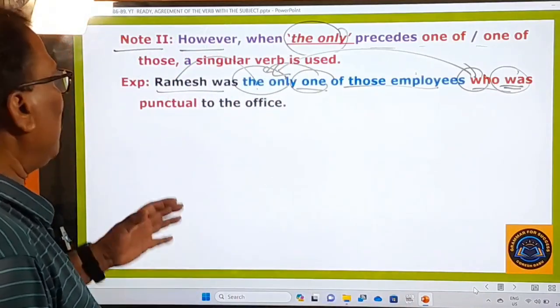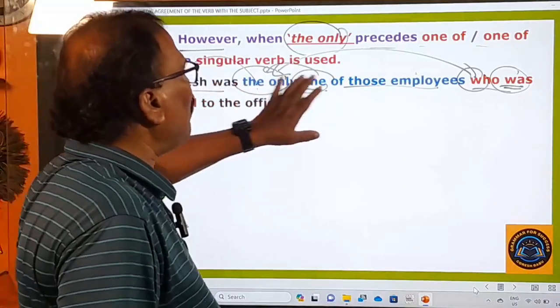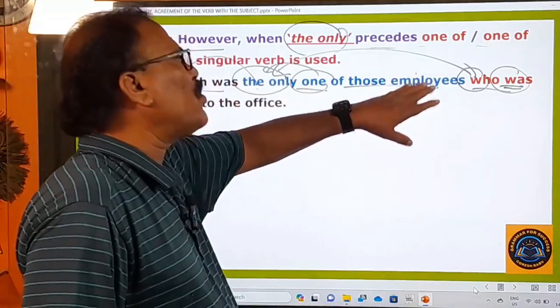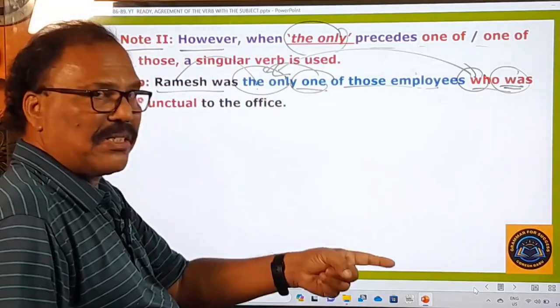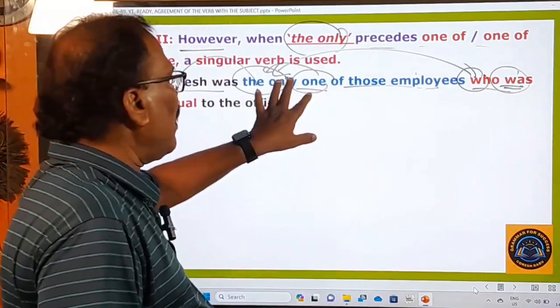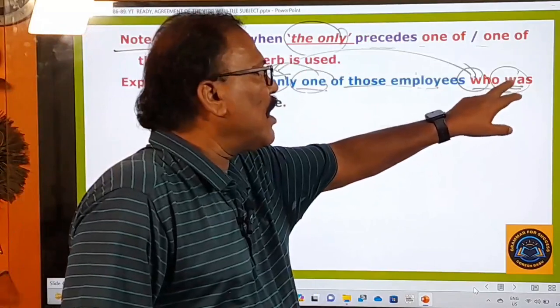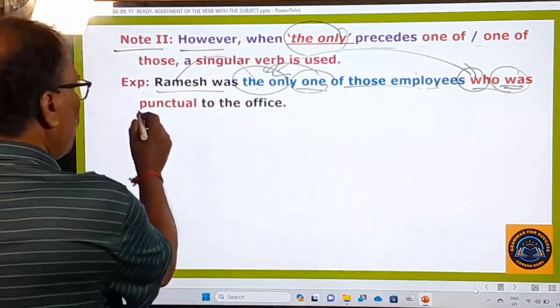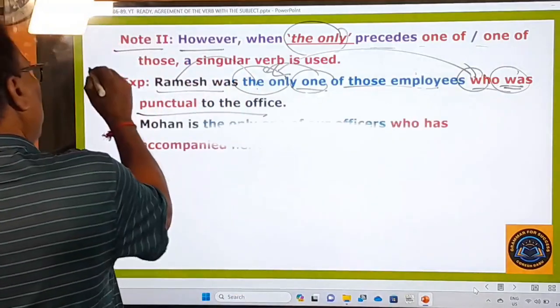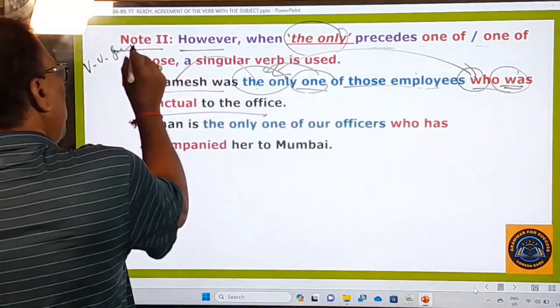Okay. That means Ramesh was the only one of those employees. There are so many employees, but Ramesh was the only one person. One person means singular. Singular means, therefore, you have to use the singular verb here after this relative pronoun. Right. So please, this is also very, very important. Please keep this point in your mind.